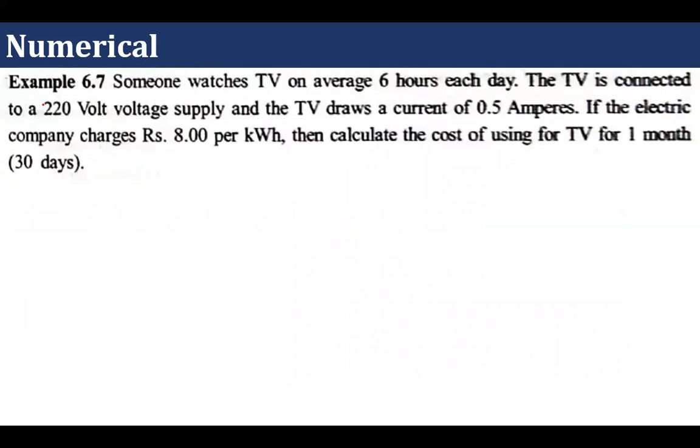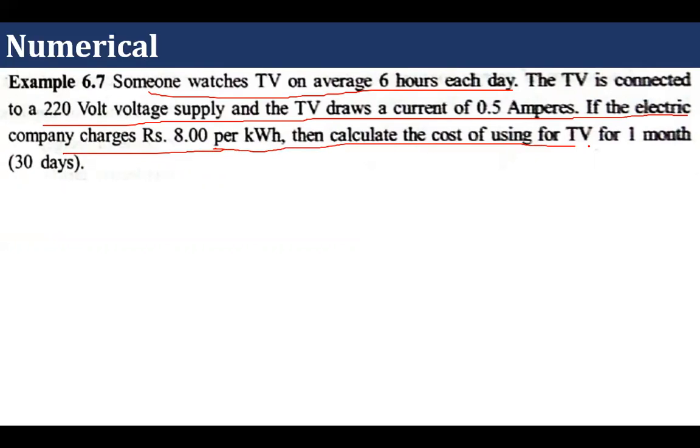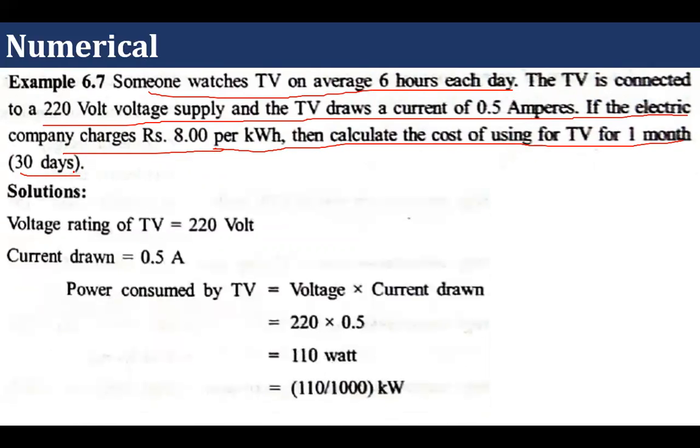Another example, someone watches TV on average 6 hours each day. The TV is connected to a 220 volt supply, and the TV draws a current of 0.5 ampere. If the electric company charges 8 rupees per kilowatt hour, then calculate the cost of using TV for a month. Within 30 days, how much electricity bill we have to pay for this TV usage.